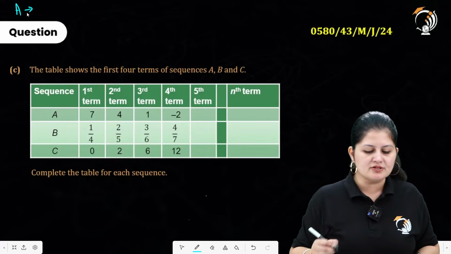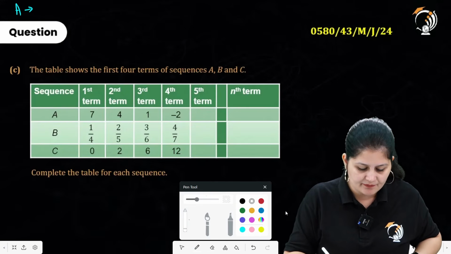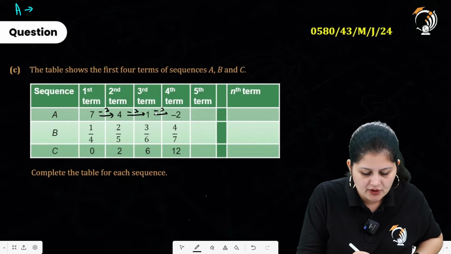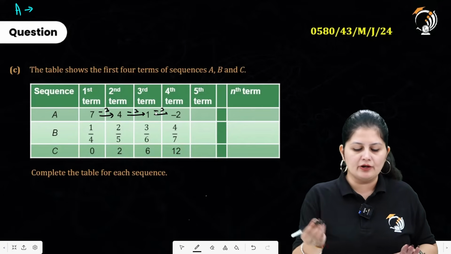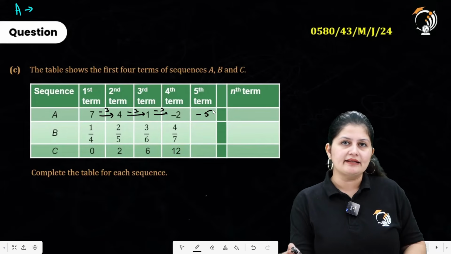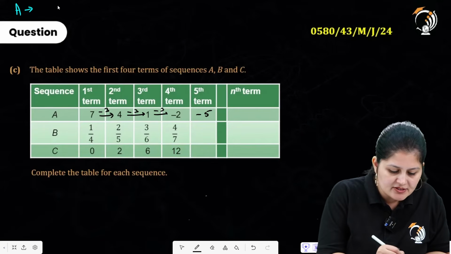If I talk about the sequence A, what we can observe here is that this particular sequence goes as minus 3, then again we are doing minus 3, then minus 3. So in order to get the fifth term, we'll again do minus 3 and get the next term as minus 5. So in order to get the nth term here, the common difference is minus 3.